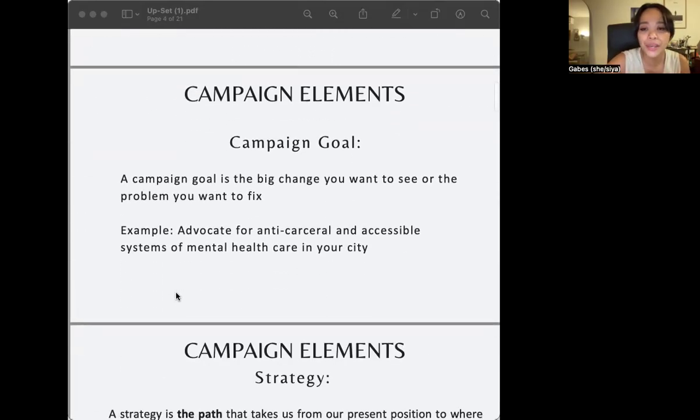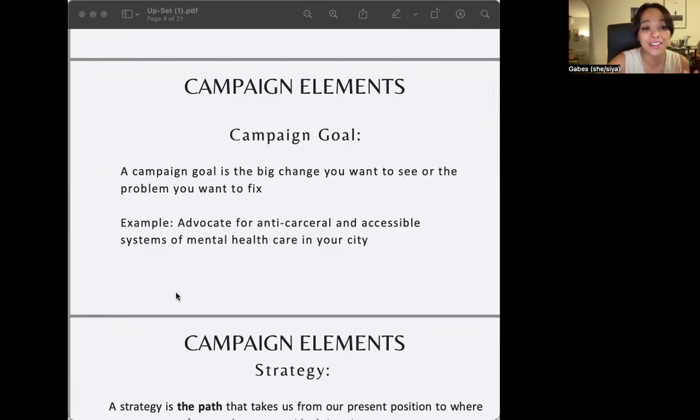So a campaign goal, as you know, is the big change you want to see or the problem that you want to fix. The example here, I used these slides from another workshop from some time ago, but the example here says that maybe a campaign goal can be to advocate for anti-carceral and accessible systems of mental health care in your city. I'm aware that y'all's goals are more related to demilitarization.